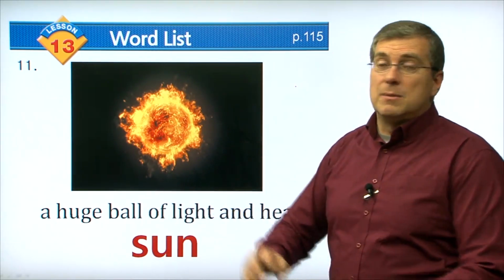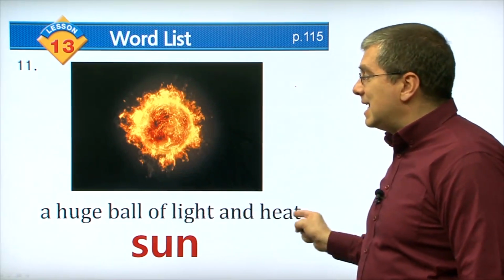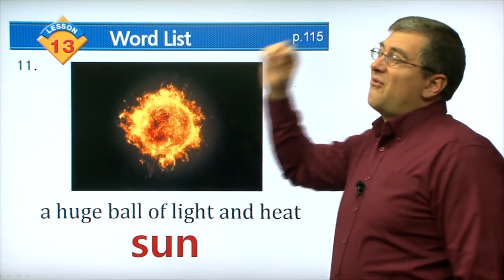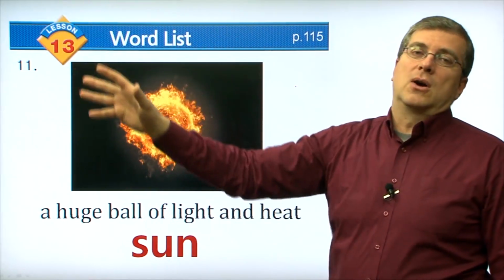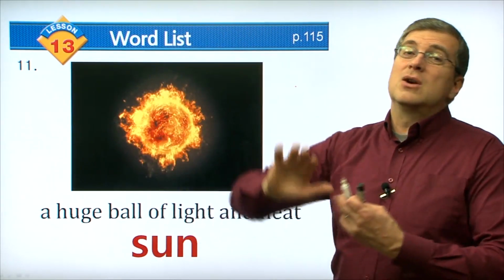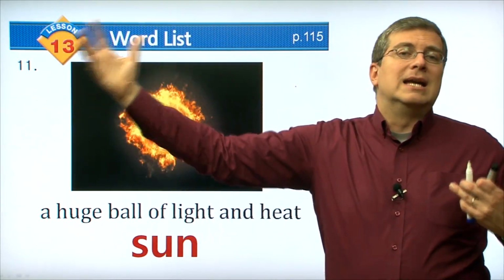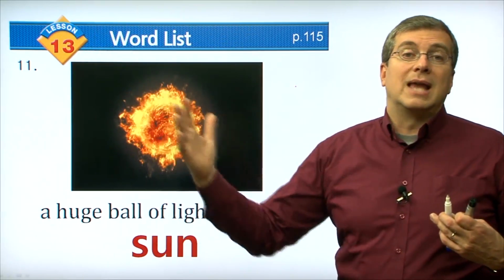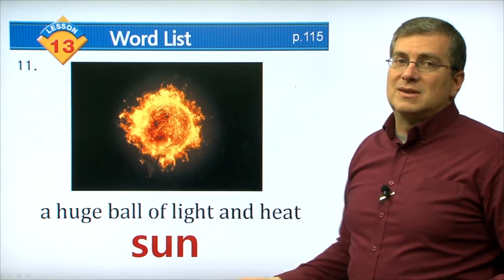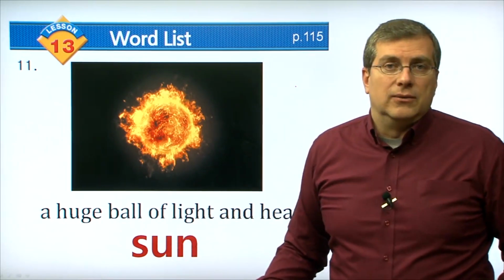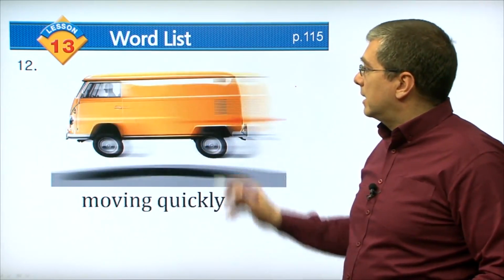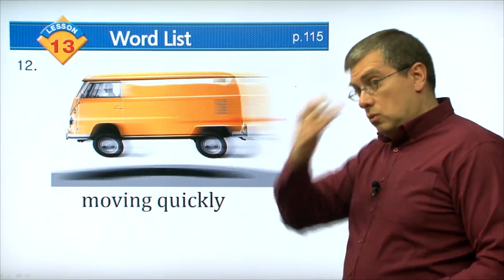The sun is a huge ball of light and heat in the sky. And it's far away, really far away, so it looks small to us, but it's really, really big. But even though it's so far away, we can still feel the light and the heat from the sun. Without the sun, we couldn't live. So it's a very important thing to us. It's the sun.